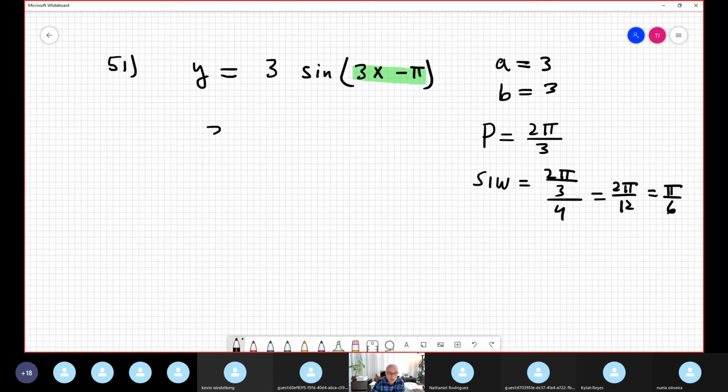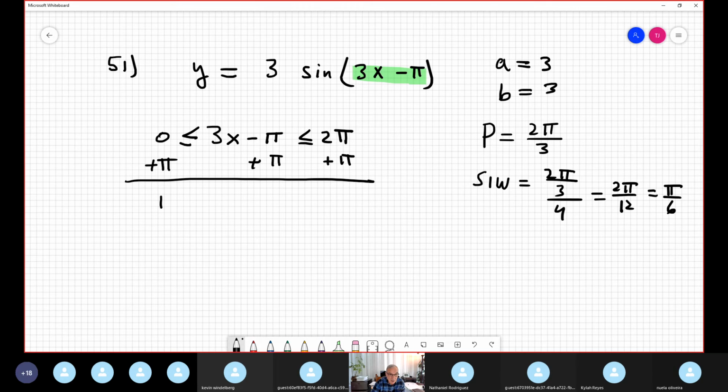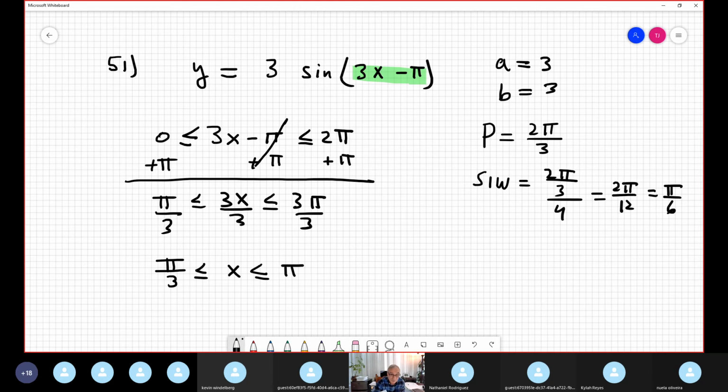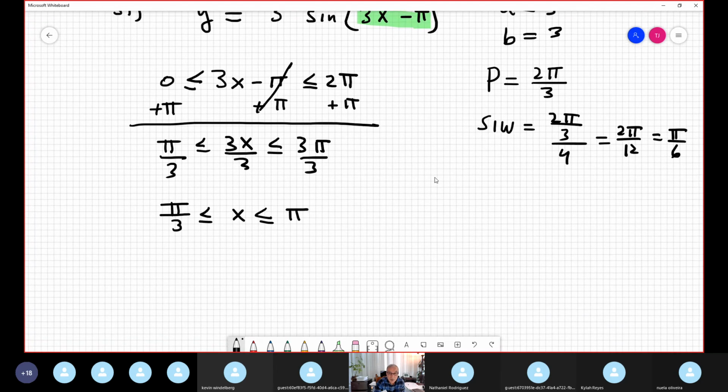and set up one inequality, always between 0 and 2 pi, and solve it using algebra. Plus pi, plus pi, plus pi. 0 plus pi is pi. The 3x, this cancels out, this is 3 pi. Divided by 3, divided by 3, divided by 3. Therefore, my x travels from pi over 3 to pi, because I know that the period is 2 pi over 3.